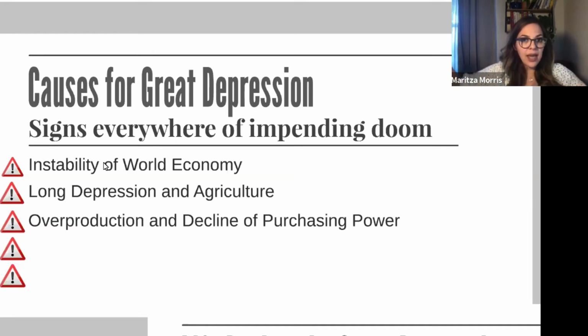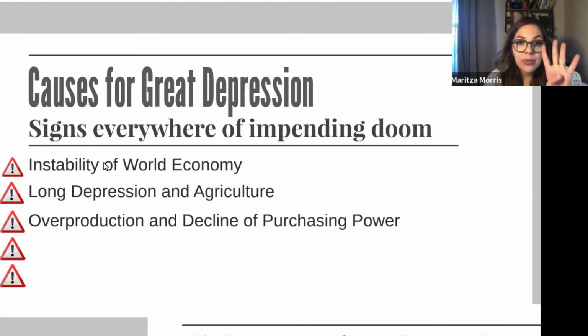Because this is happening exponentially. So now they are going to have to cut wages, cut costs, cut people, right? And it just keeps going and going and going. That's what I mean by overproduction and then decline of purchasing power. These are all issues that the New Deal is going to attempt to deal with. But we'll talk about how they do that pretty soon.